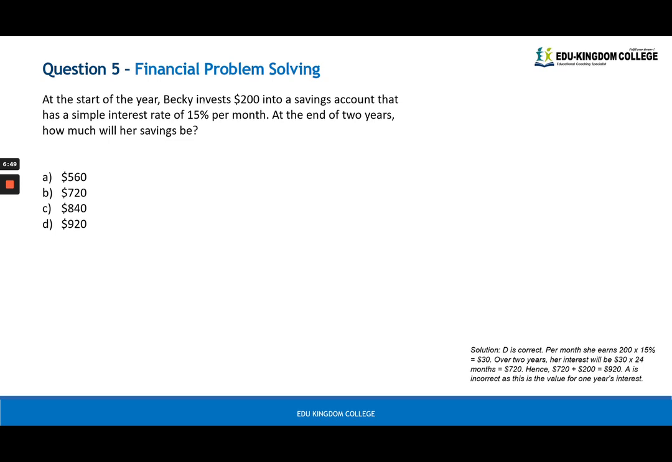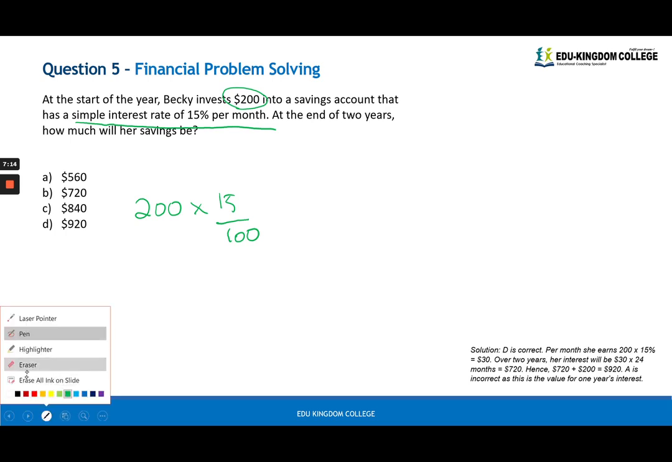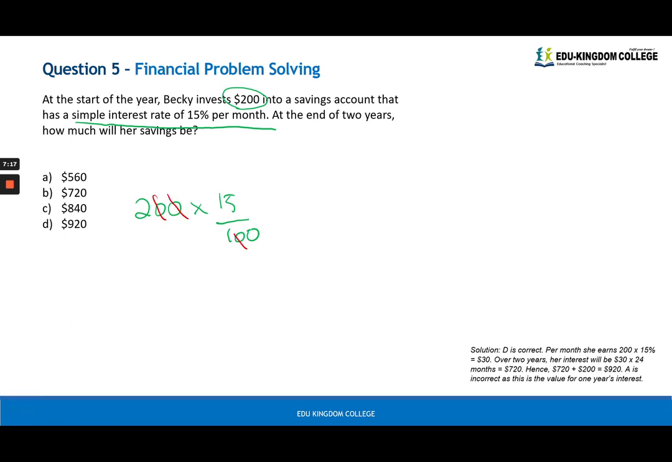Okay, so in this question, Becky invests $200 in a savings account and has a simple interest rate of 15% per month. A very high interest rate. What that means is every month she's going to get 15% of $200. So try and figure out what that is. 200 times 15%. 15% we can change into a fraction, 15 over 100. Now you can cross out the zeros. Right, 2 times 15 is $30 per month.